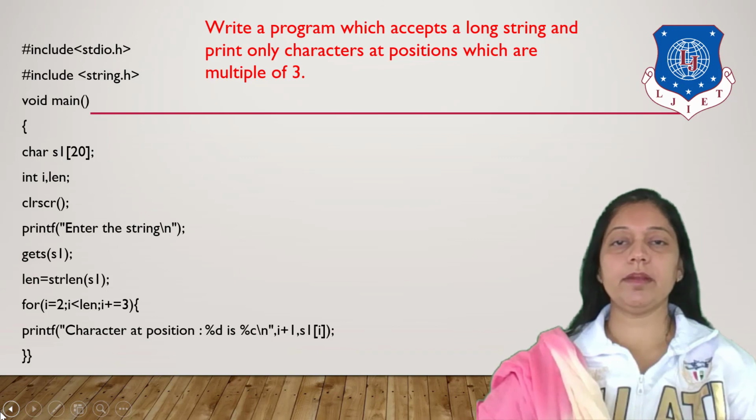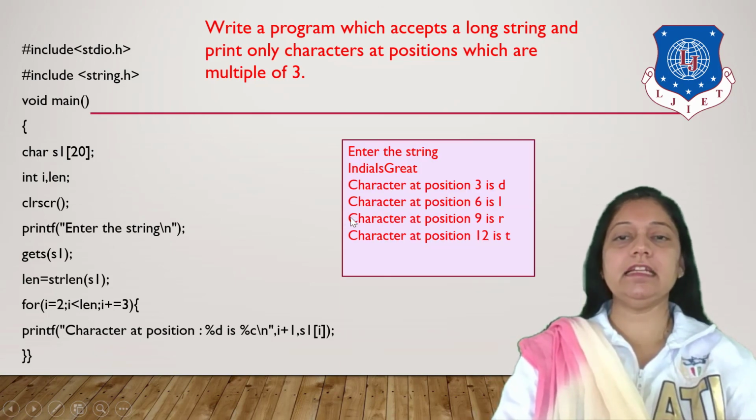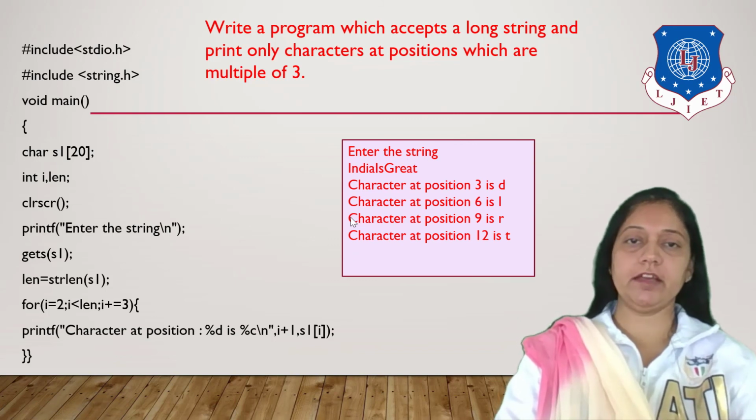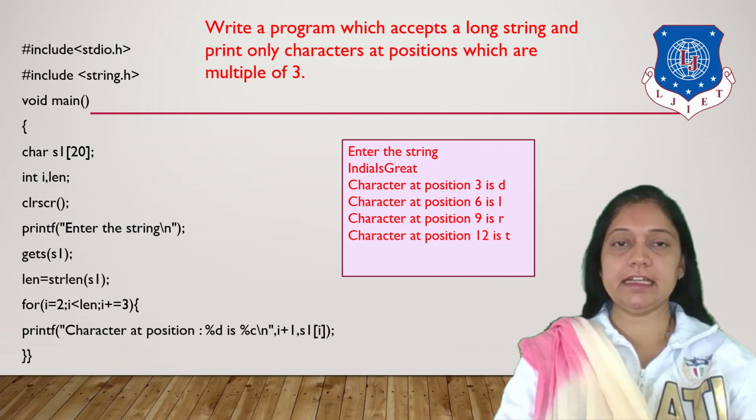S1 of 2 means the first third character would be displayed. Then i would be incremented by 3, so I'll get i equal to 5. So next time when I come inside the loop, S1 of 5 will be displayed, and so on. This will continue up to the length of the string. So what would be my output in this case? First, enter the string is displayed because of the printf. Then using gets you enter a string. So I've entered India is great as my string.